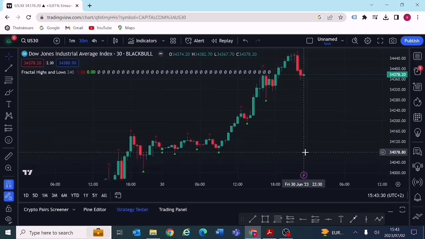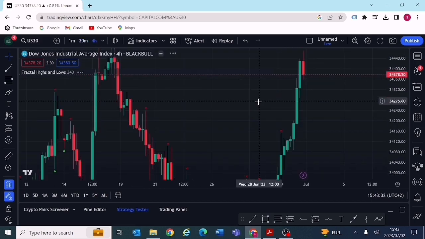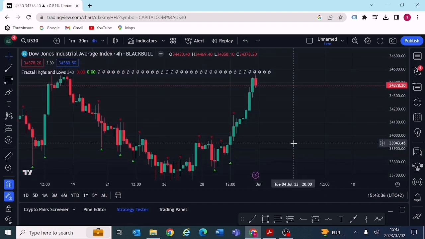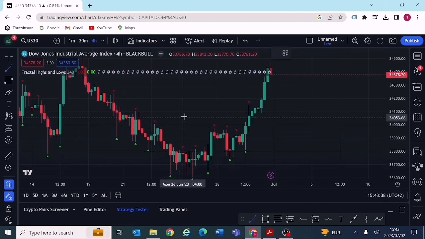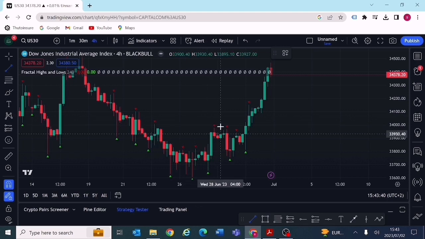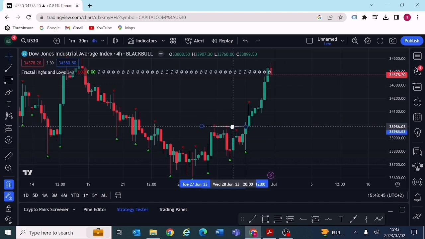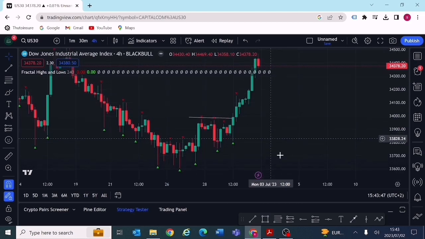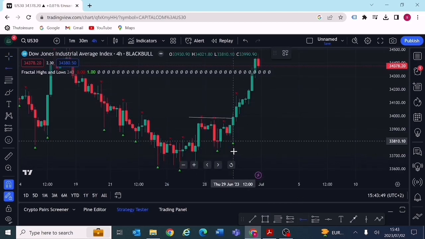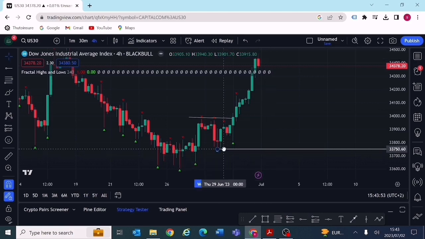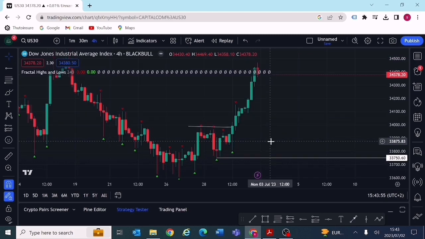So what do I want to see here? Let's go to a higher time frame. What do I want to see on a higher time frame? As we can see here, we have a high that was broken. So you see there's a high broken here. I want to see where this high came from. So I see we have a low here and I have a high here.